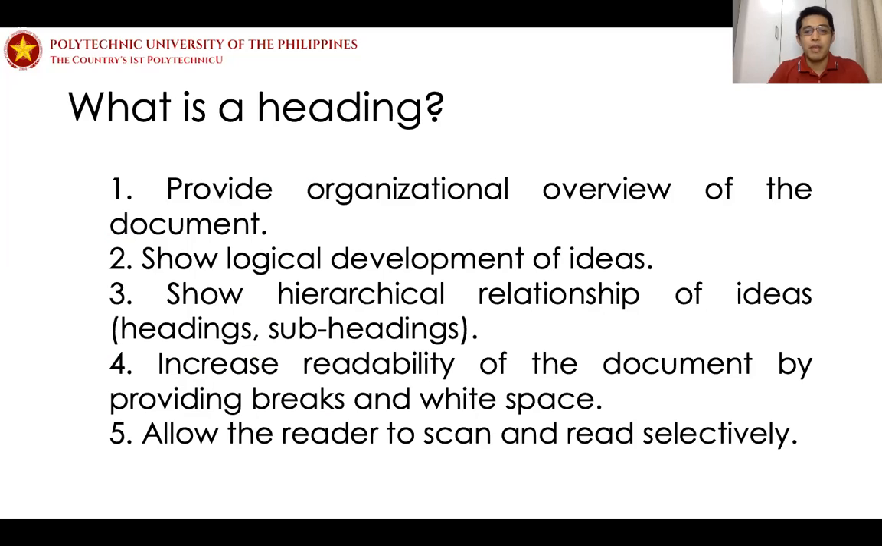For example, if you are reading a research paper, let us say a thesis is divided into several headings. The 5 major headings are chapter 1, 2, 3, 4, and 5 that provide for introduction, review of related literature, methodology, results and discussion, and then conclusion.